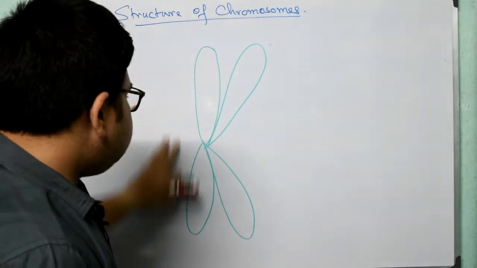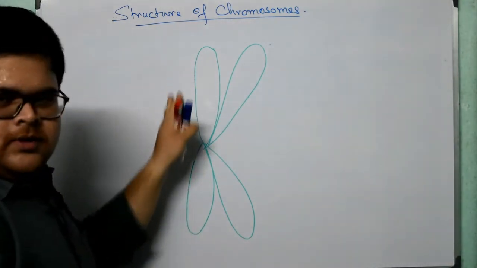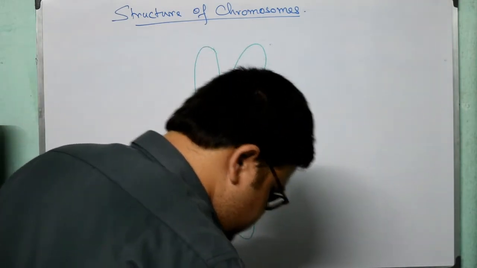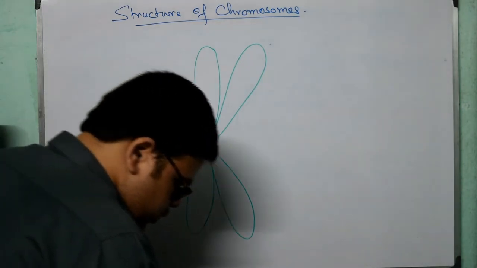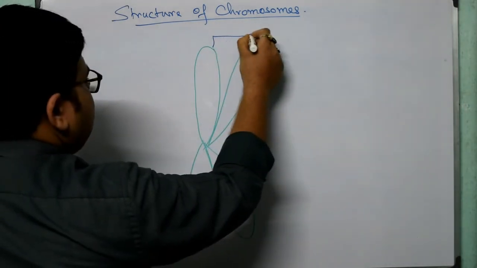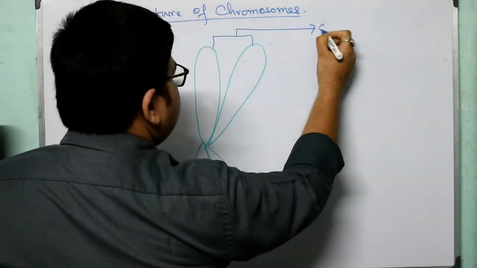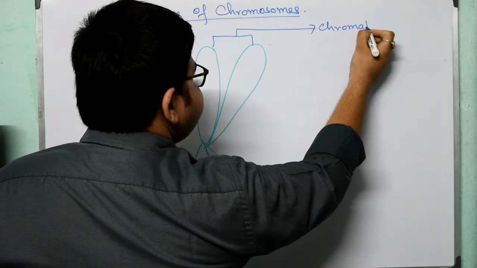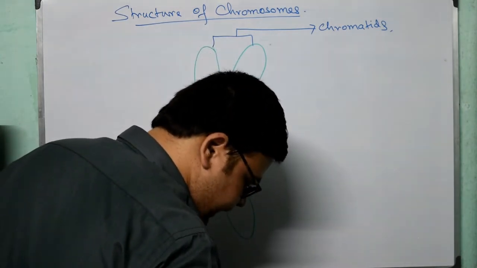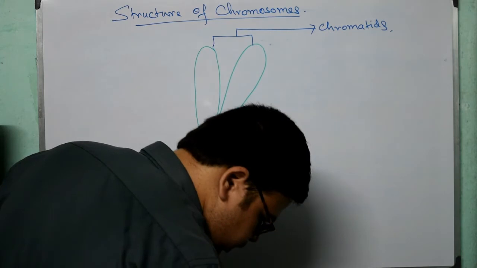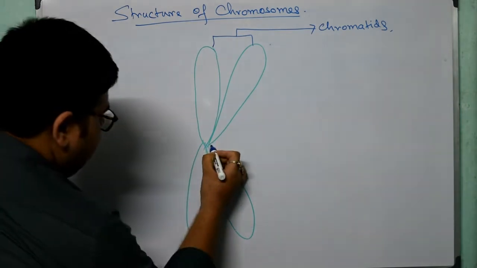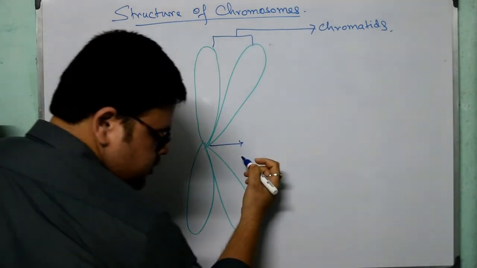So let us assume this to be a structure of the chromosome. Now, what we will find is that these parts are known as chromatids. Also, you can follow page number 10, structure of chromosomes, figure number 2.5 and figure number 2.6. This point of attachment is known as the centromere.